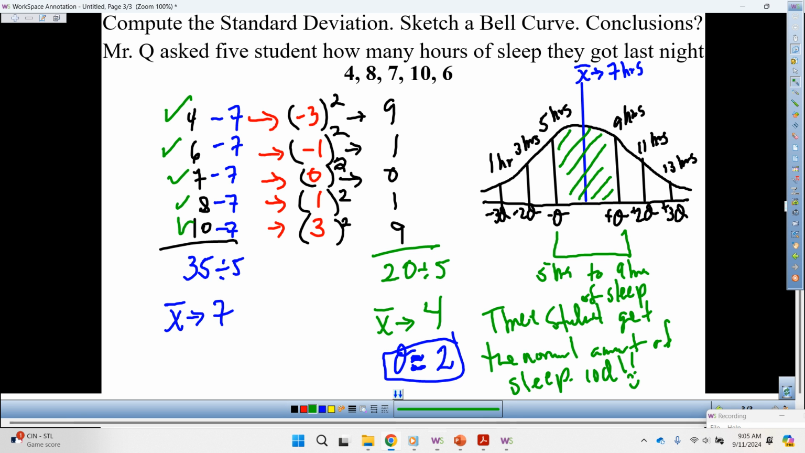Make sure you put away my calculators. You got about 45 seconds to the bell.